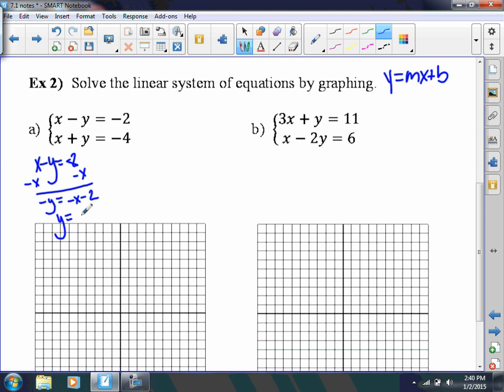So y equals x plus 2. That's my first equation. I'm going to put a little blue dot by it, and then I'll change colors here. And I'll do the other one in red. I'll put a little red dot by this one.